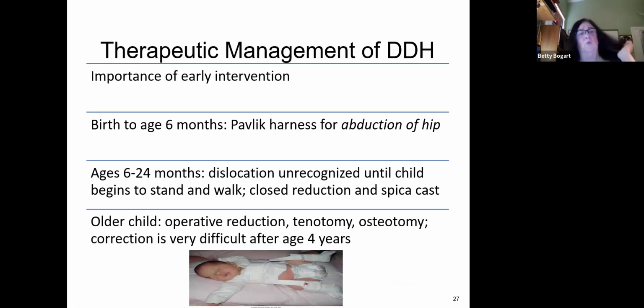As we get older, if it doesn't work, we also have that Bryant's traction that can work, or sometimes they go into spica casts. If that spica cast doesn't work, those tendons and everything are now so rigid and solid. Sometimes we have to go in and cut tendons in order to open it up. Osteotomies, tendinotomies, which means just stretching the areas so that we can get the hip joint back to where it needs to go.